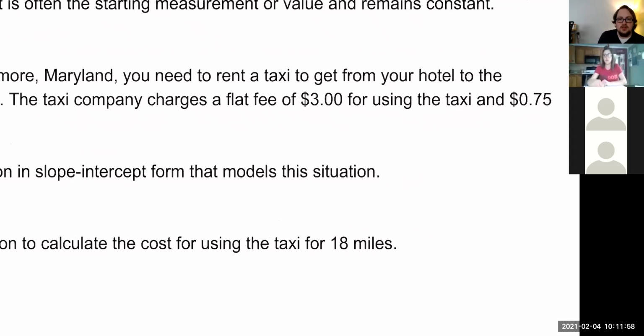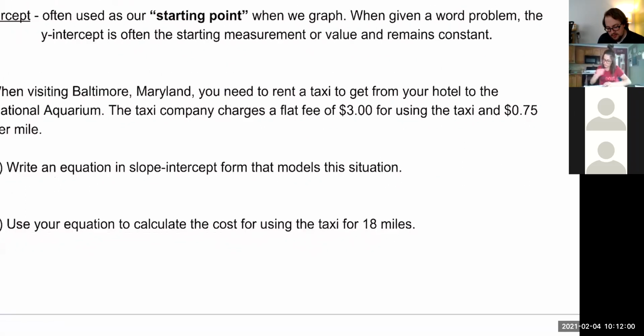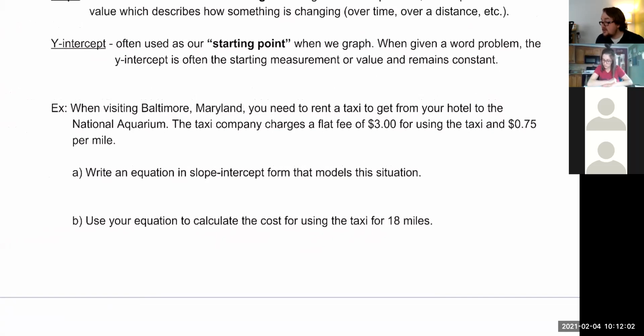Which of those do you think is the slope? 75 cents. Why? Because it changes per mile. You're on the right track. So it's not necessarily that the 75 cents itself is changing per mile. It's the mile. The amount that you're going to pay is going to change per mile by 75 cents. That was a great way to describe it.